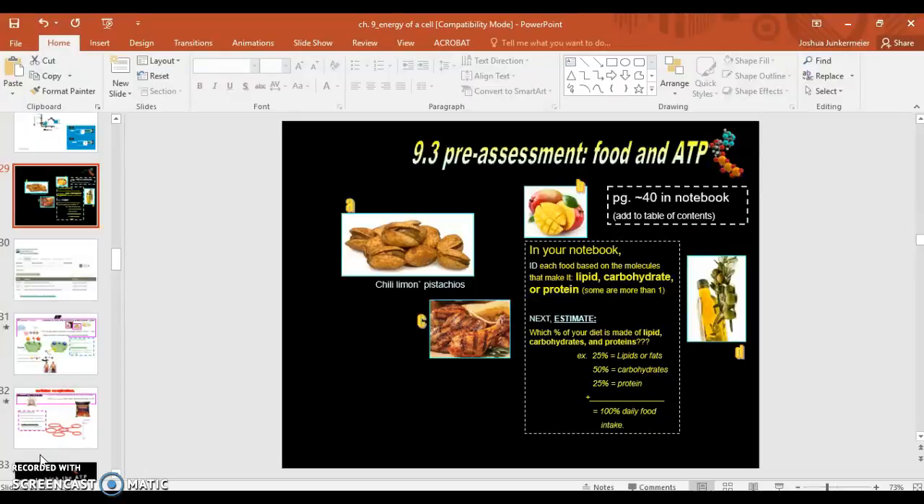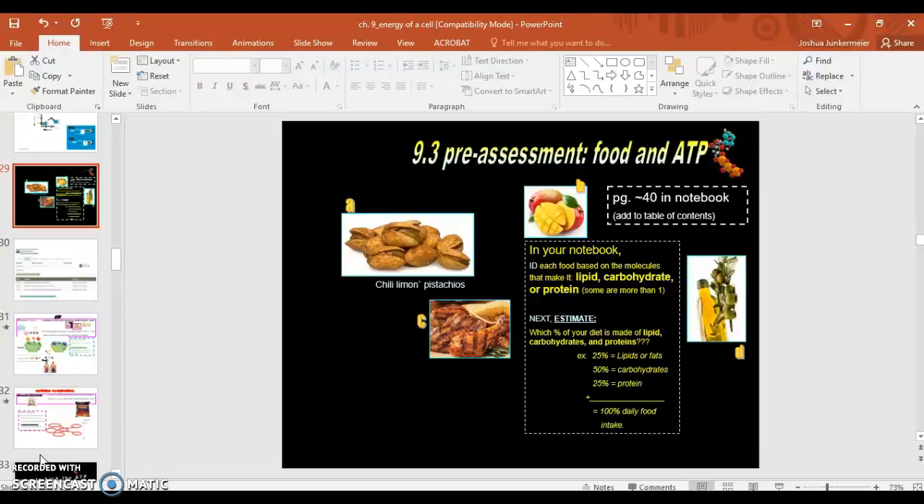All right, on this slide, you have 4 food items, and your goal is to recognize which are lipids, or a form of fat primarily, which is a form of carbohydrate and which is a protein. So can you look at A and know if it's a lipid, carbohydrate, or protein? And can you look at B and know if it's a lipid, carbohydrate, or protein? And the same for C and D.